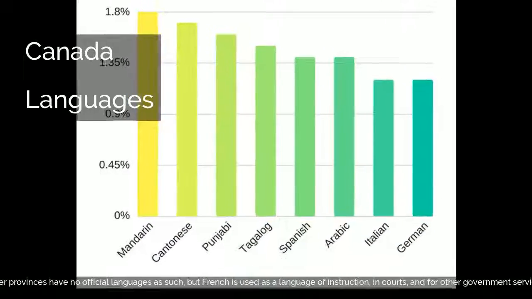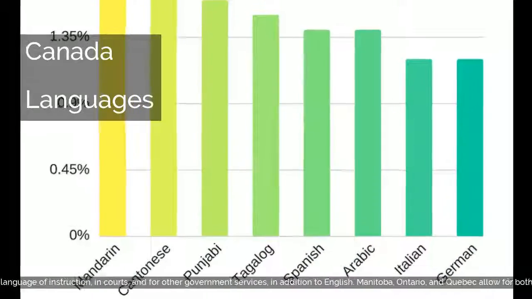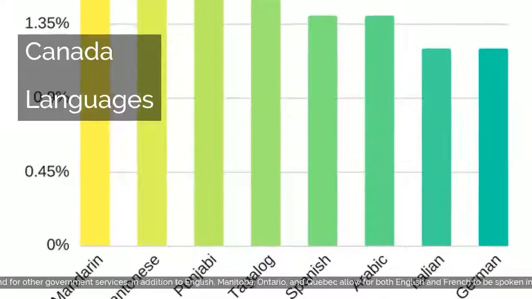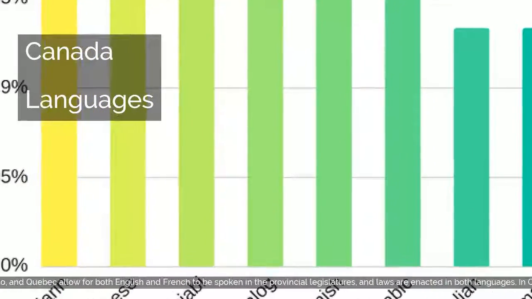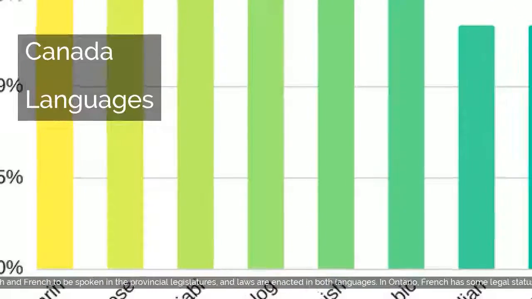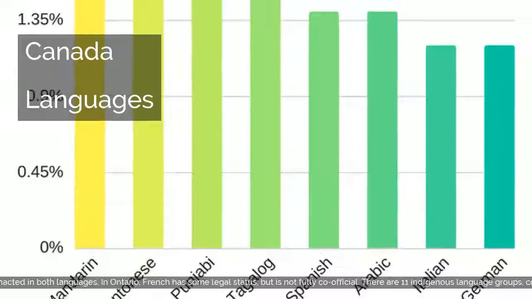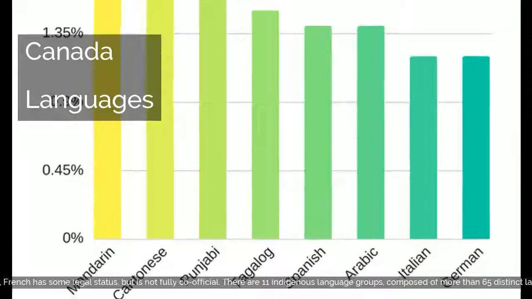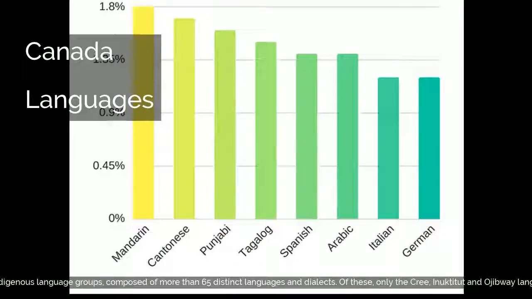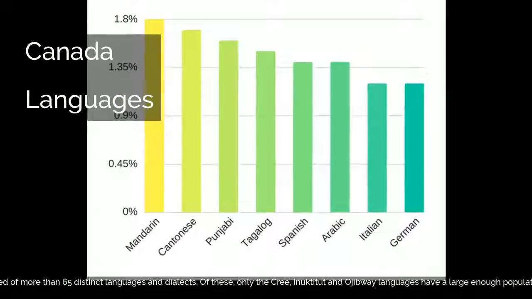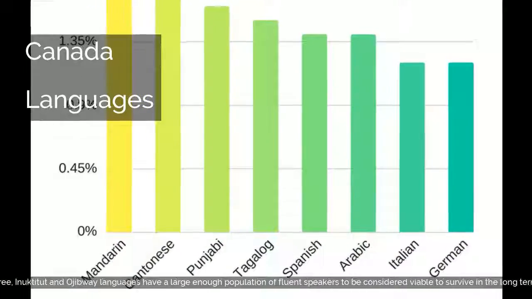There are also clusters of Acadians in southwestern Nova Scotia, on Cape Breton Island, and through central and western Prince Edward Island. Other provinces have no official languages as such, but French is used as a language of instruction, in courts, and for other government services, in addition to English. Manitoba, Ontario, and Quebec allow for both English and French to be spoken in the provincial legislatures, and laws are enacted in both languages. In Ontario, French has some legal status, but is not fully co-official.